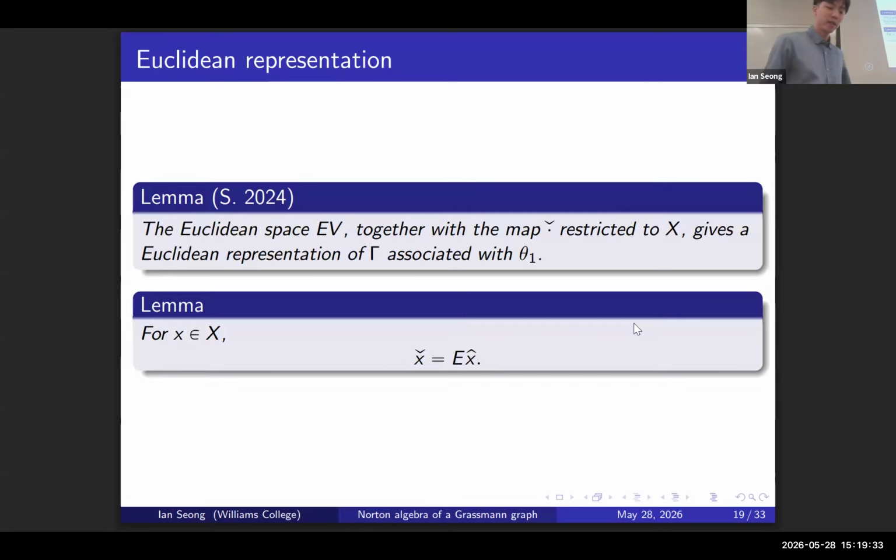This construction was actually quite important because we can see that the x check is equal to E times x hat. So we grab the x hat, that vector, and then we apply the primitive idempotent E, and that result is exactly the x check.